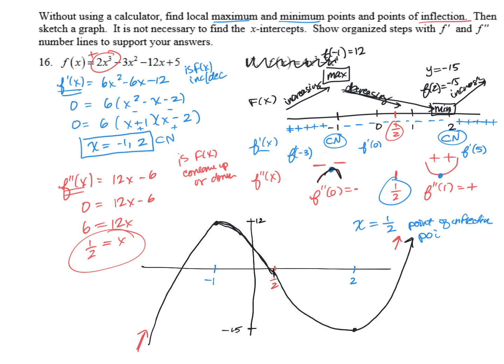And it continues on. So this is a sketch. We don't have to know these x values. We don't care where the intercepts are, as it says it's not necessary to find the x-intercepts. So this is a general sketch of the function using increasing, decreasing, and concave up and concave down.